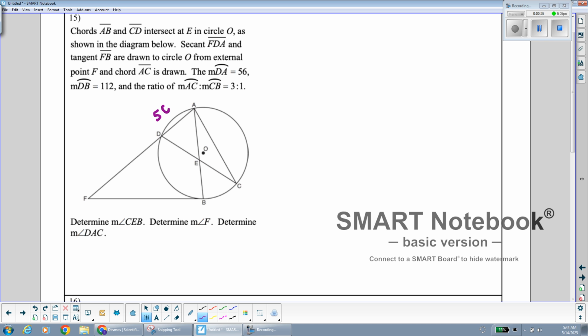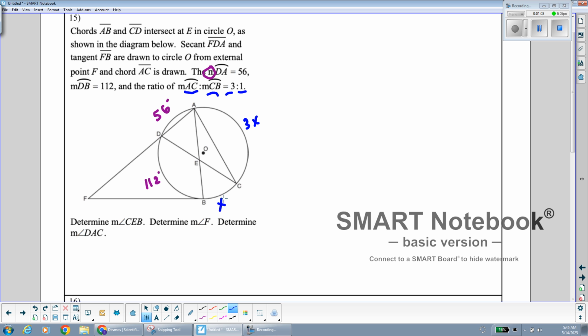And it's talking about the measure. It doesn't say length, so it's talking about the measure. Also because it has the little m, so it says measure. The measure of arc DB is 112 degrees, and the ratio of arc AC to arc CB is 3:1. So arc AC is the 3 part of the ratio, so that's 3x. And arc CB is the 1 part of the ratio, so that's 1x, or just x for short.